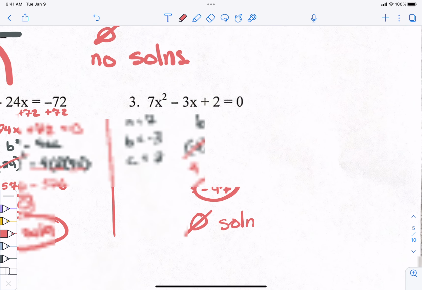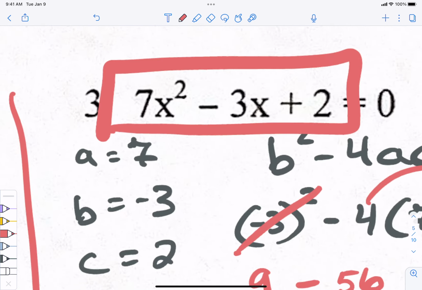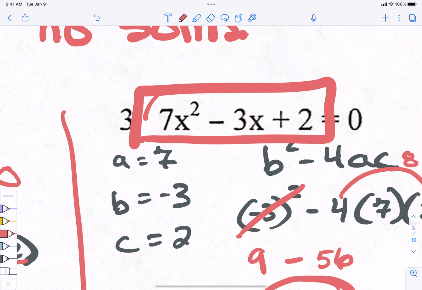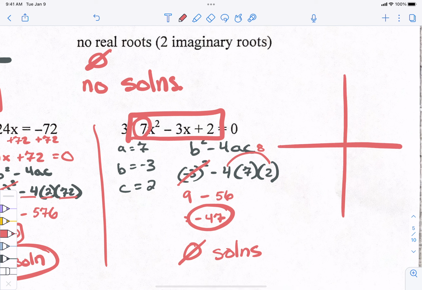Okay, is this thing going to be a smiley face or a frowny face? Smiley. Look at the original equation. The first number is positive 7, so it's going to smile. But if it smiles, we know it doesn't touch, so it's all the way up here, right? So it has no x-intercepts, but it's still a smiley face.